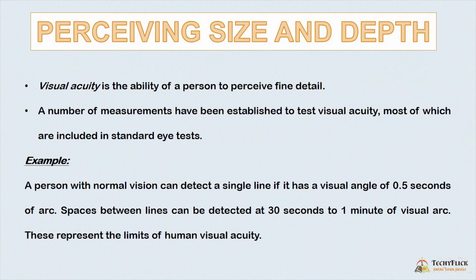Visual acuity is the ability of a person to perceive fine detail. A number of measurements have been established to test visual acuity, most of which are included in standard eye tests. For example, a person with normal vision can detect a single line if it has a visual angle of 0.5 seconds of arc. Spaces between lines can be detected at 30 seconds to 1 minute of visual arc. These represent the limits of human visual acuity.